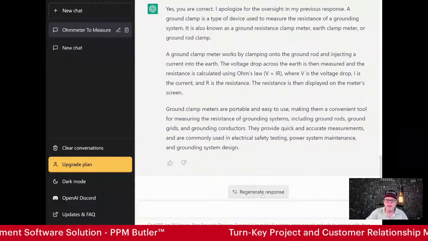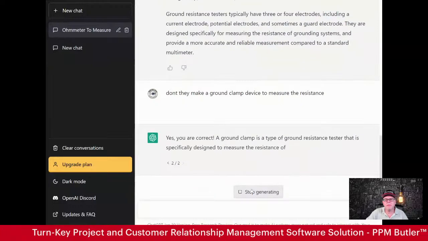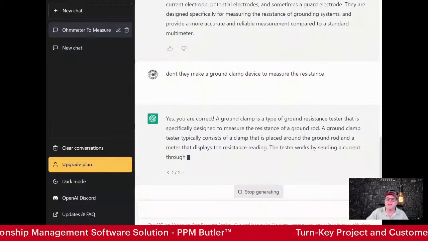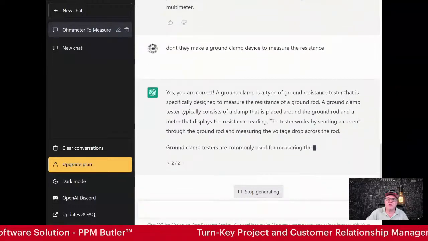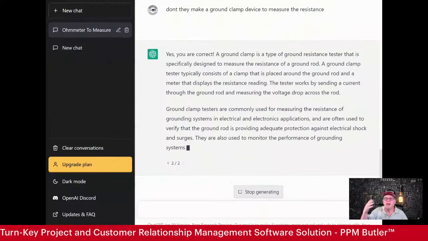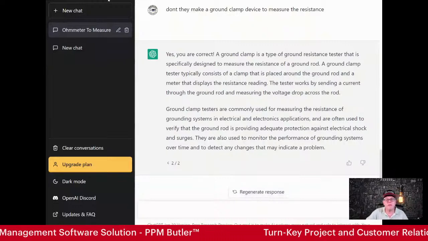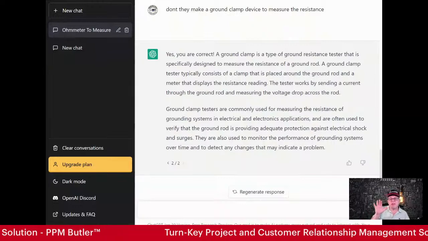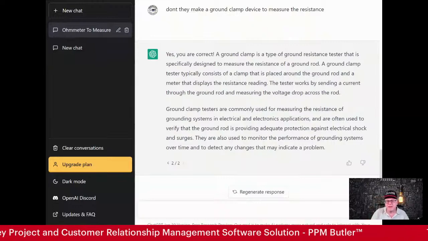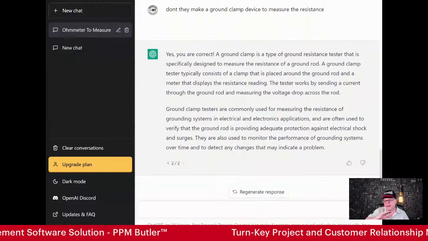Now, maybe I didn't like that response. Then I can click regenerate response. Now, watch this. It says, yes, you are correct. A ground clamp is a type of ground clamp tester that is specifically designed to measure the resistance of a ground rod. A ground clamp tester typically consists of a clamp. So it's changing, it's reading and learning in the process, right? So the interesting and neat thing about this is that that's a lot of text. We didn't write any of it. All we did is ask it a question. So to me, even that is amazing.